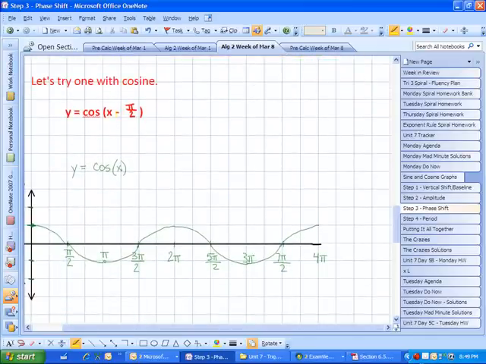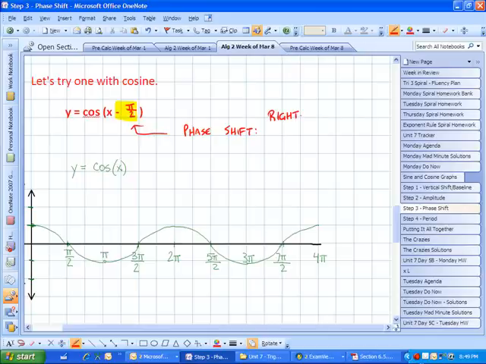Okay, you should notice that if there's something inside the parentheses with that x, this represents a phase shift. And the phase shift, since you see subtraction, means that it's going to go to the right.